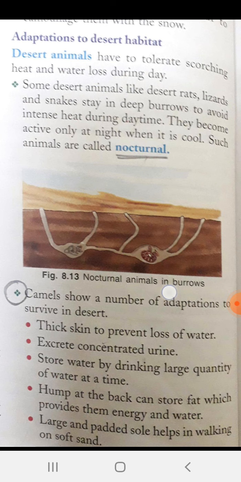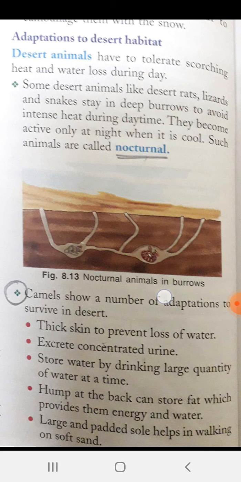The camel has thick skin and scanty fur to prevent the loss of water. It also excretes concentrated urine. It stores water by drinking a large quantity of water at a time. As I already told you, it has a hump on its back that stores fat, which provides energy and water. And lastly, camels have large and padded soles, which help them walk comfortably on sand without sinking into it.